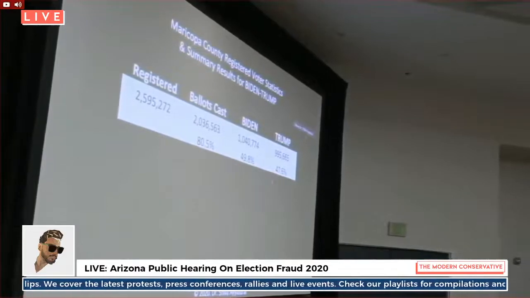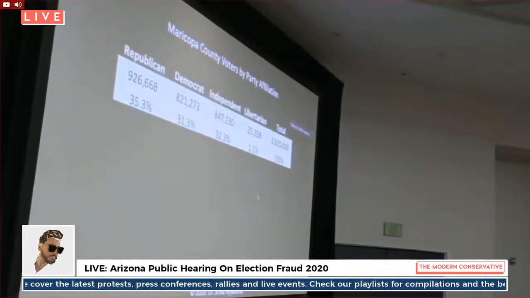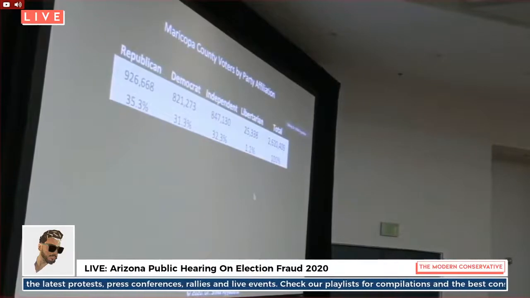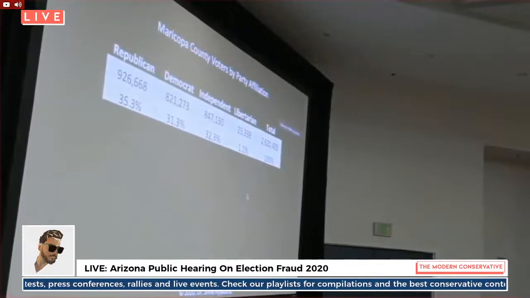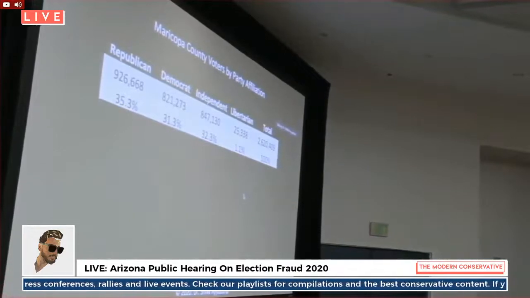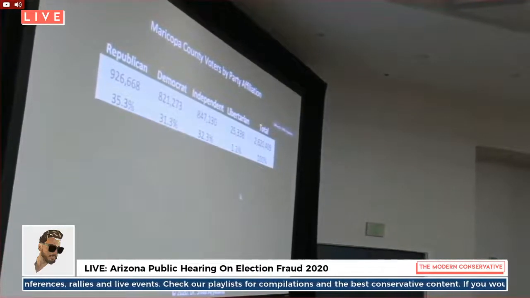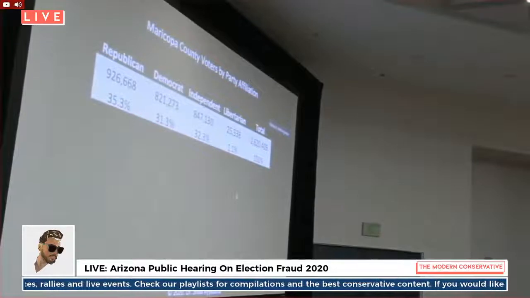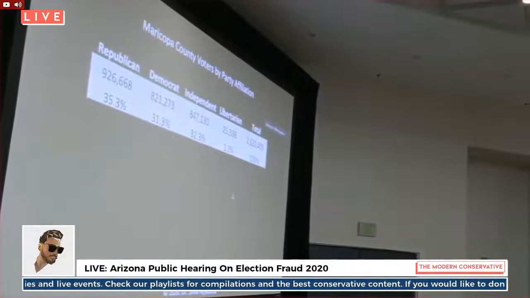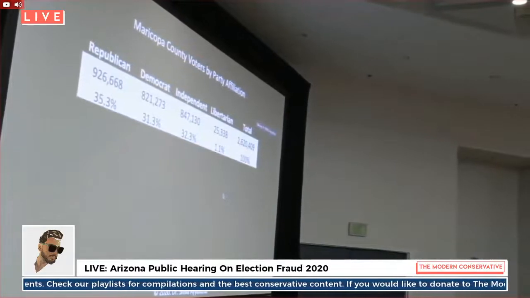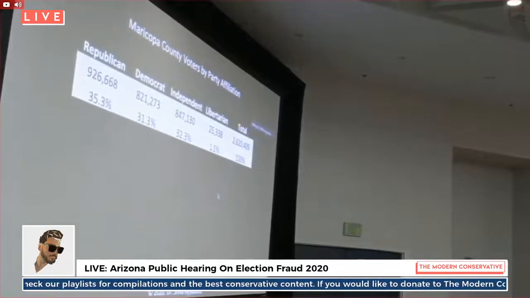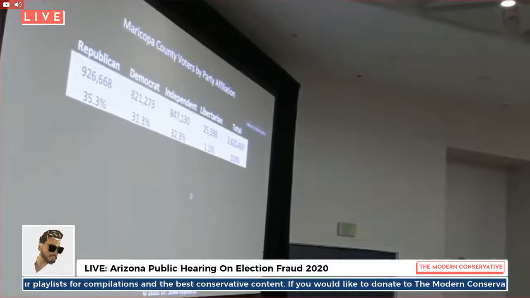The other important thing to note is that one of the important features that you can look at in an election is the distribution of votes by party affiliation. So in this case, there was 35.3% of Republicans who voted, 31.3% of Democrats, 32.3% of independents, and a small percentage of libertarians. That gives a total distribution. We'll come back to why this is important in this analysis.